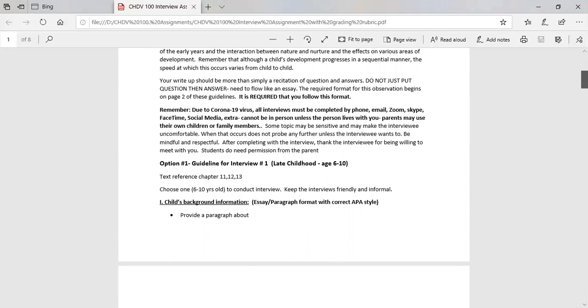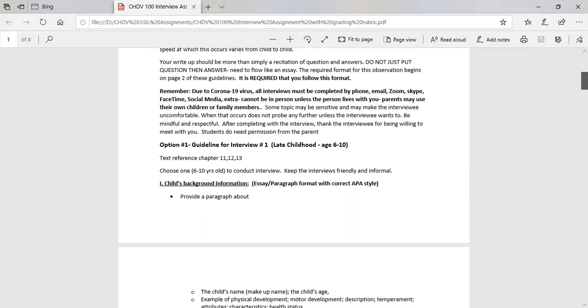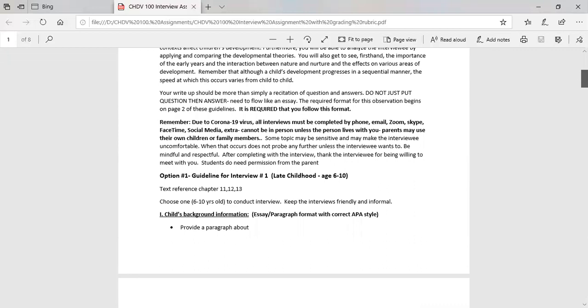Anytime the child feels uncomfortable with a question, you can restate questions if they need clarification on what the question means. It's up to you how you handle that part. You can just clarify it for them more. If they're feeling uncomfortable, you can go to the next question. You want to get as much detail in this interview as possible because that will affect your grade.